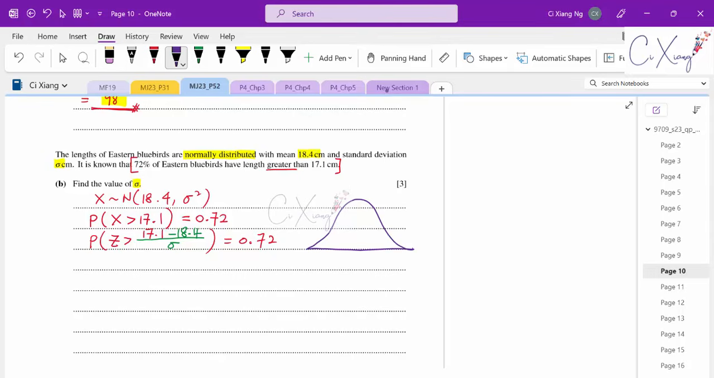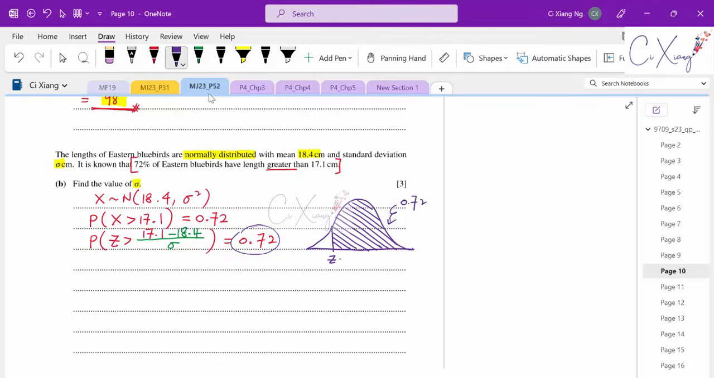Okay, so they said z greater than this particular number is equal to 0.72. So please take note, this 0.72 is the area that is more than half of the graph. 0.72 means more than half, more than 0.5. Therefore, when I want to sketch this diagram, it actually tells us that I'm having this value of z, and then on the right hand side, greater than z, the area is 0.72. So this is 0.72.